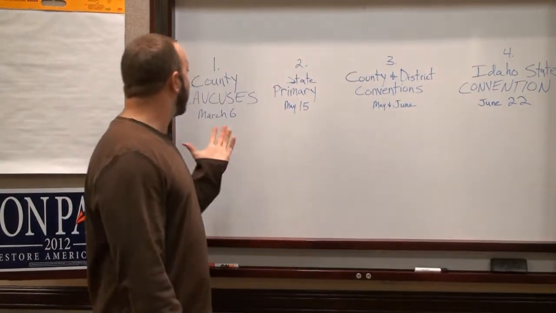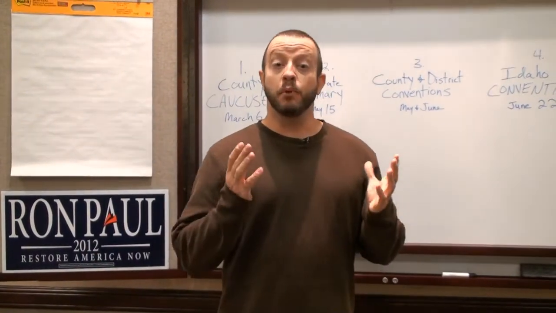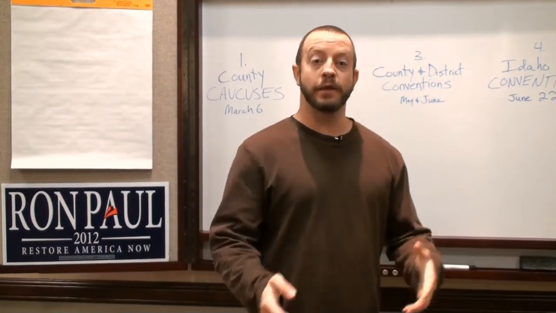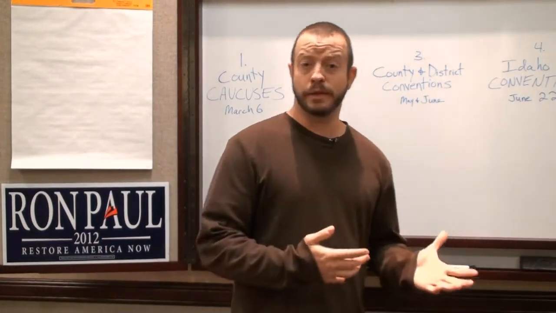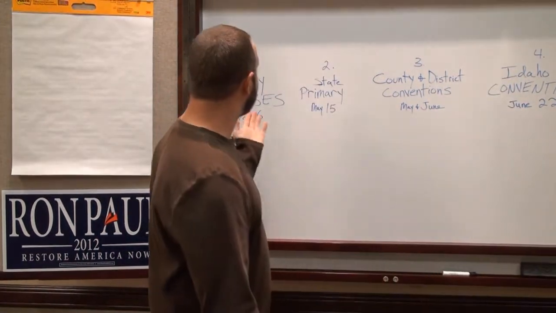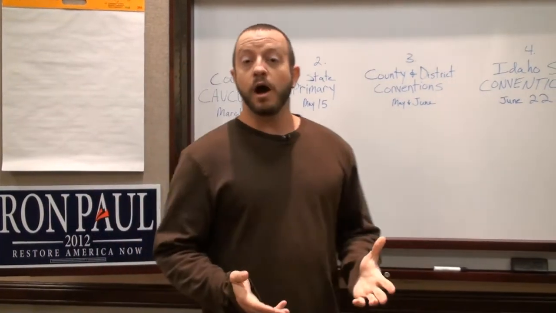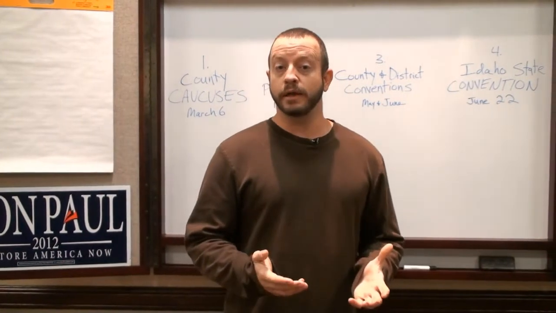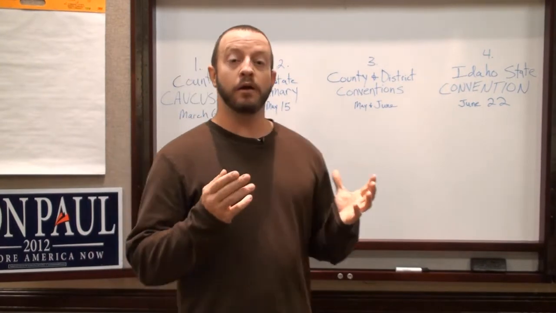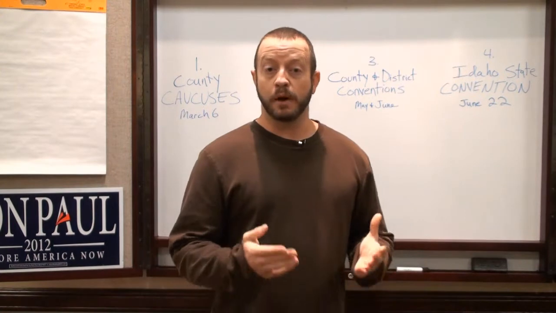So, firstly, starting off with the county caucuses. This is the brand new caucus that we are having in Idaho. Now, if you are a political junkie, you know that in the past, Idaho has always had a presidential primary in May. Well, just this year, the party voted to change to this caucus system on March 6th. The way the caucus system works is that there will be one caucus in each of Idaho's 44 counties. And that's where all Ron Paul supporters need to go and vote for Ron Paul on March 6th.